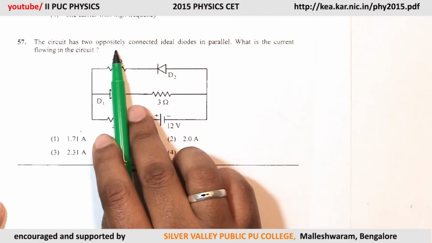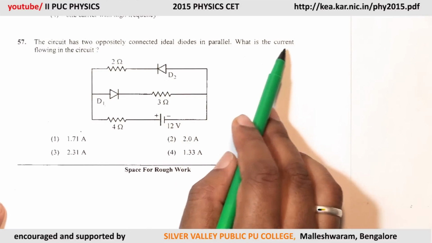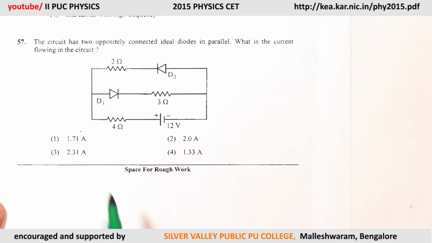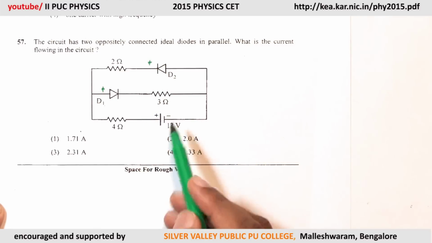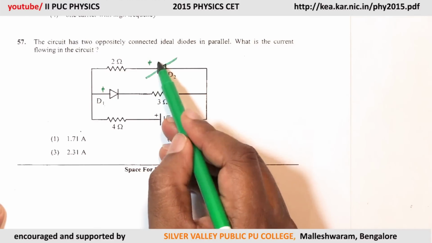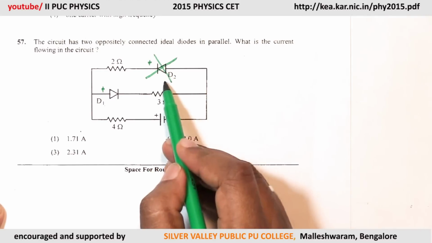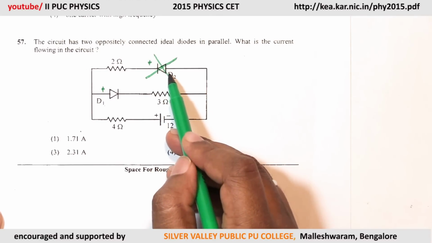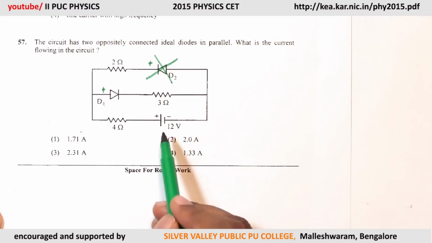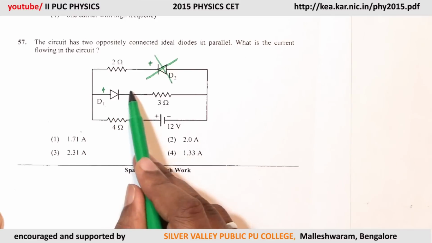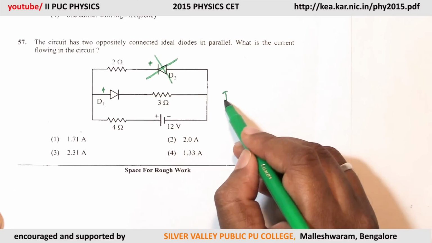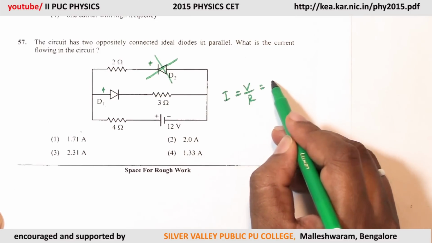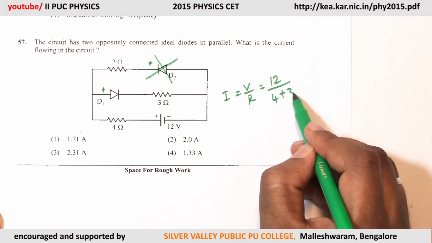The circuit has two oppositely connected ideal diodes in parallel. Which of the following is correct? This is in reverse bias, doesn't conduct, opposes. Opposition is very high, resistance is very high in reverse bias. 12 volt, 4, so this is the direction of current. 4 plus 3. So current equal to voltage by resistance. Voltage is 12, 4 plus 3.